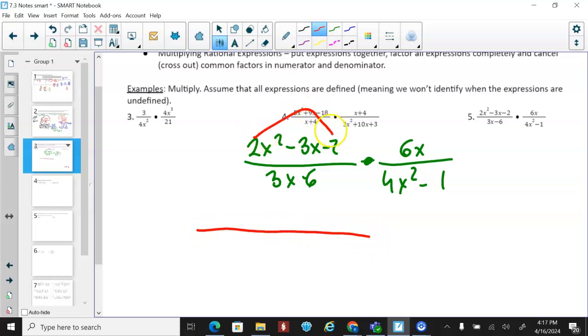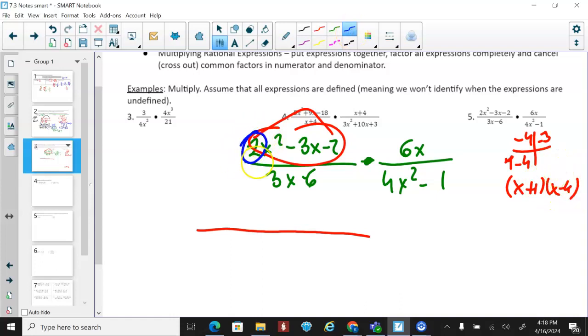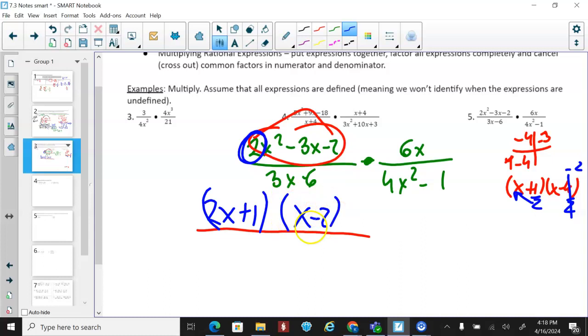On the first one here, 2 times negative 2 is negative 4, which has to equal negative 3. Two factors are 1 and 4, and the 4 has to be negative to make it negative 3. So instead of this function, I will put x plus 1 and x minus 4. But remember, we have a 2 as a leading coefficient, so we're going to divide them both by 2. This is divisible, giving you negative 2. This is not divisible. So the first factor is 2x plus 1, and the second factor is x minus 2, which is simplified. And of course, we're going to multiply it by 6x.